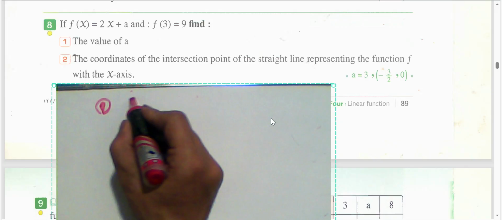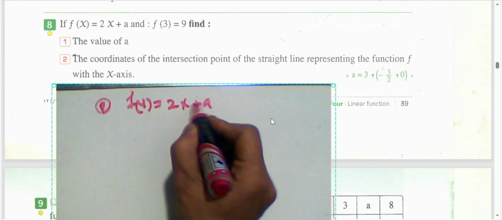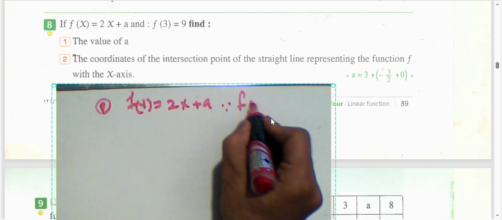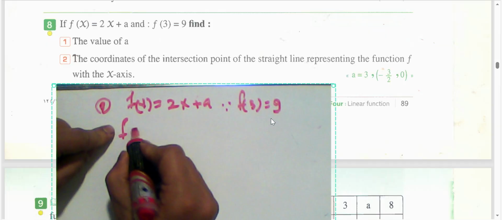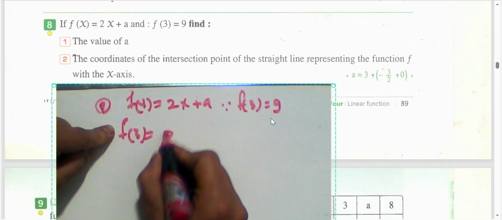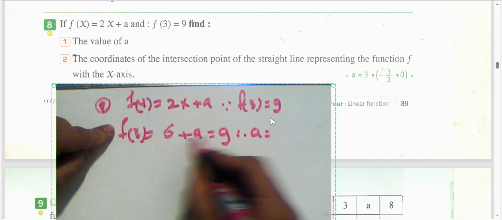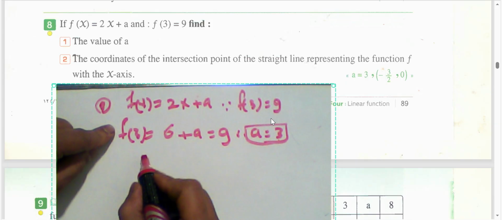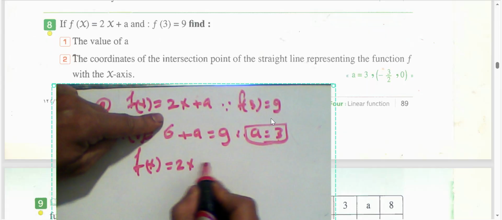Number 8. F of x was equal to 2x plus a, and f of 3 was equal 9. Then f of 3 will be equal 2 times 3 is 6, 6 plus a equal 9. The value of a, 9 minus 6 equals 3. The value of a here equal 3. The function here, f of x equal to 2x plus 3.